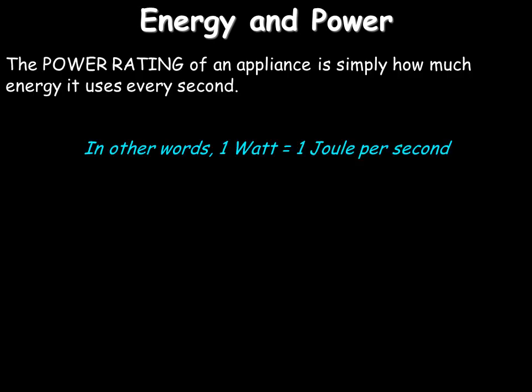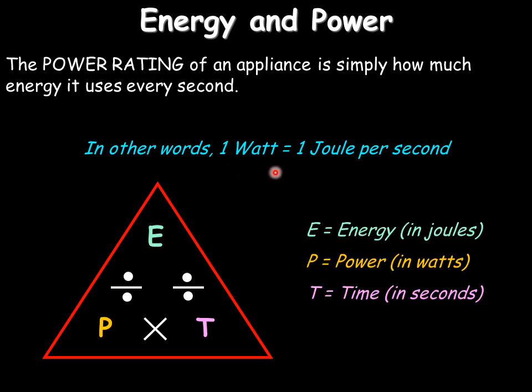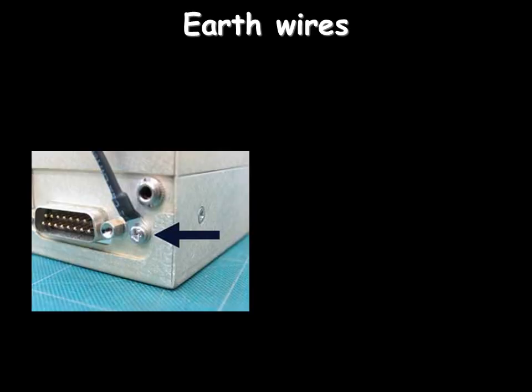Energy and power. How is energy related to power? Well, power is how much energy there is per second. So 1 watt would be when you have 1 joule for 1 second. In other words, you can put it into this triangle again to work out the relationship between power and energy. So if you had a 100 watt light bulb, it would be transferring 100 joules for every second it was used.